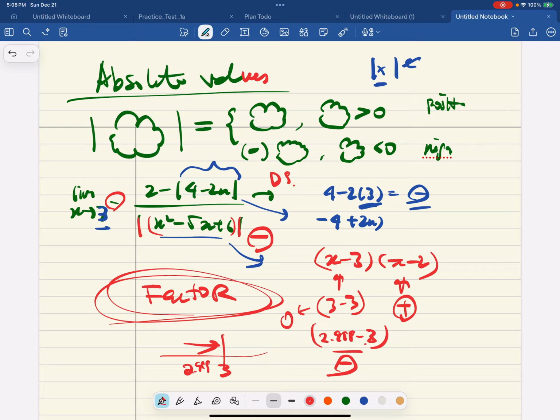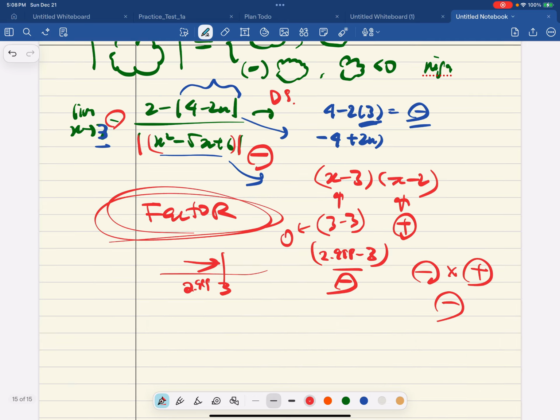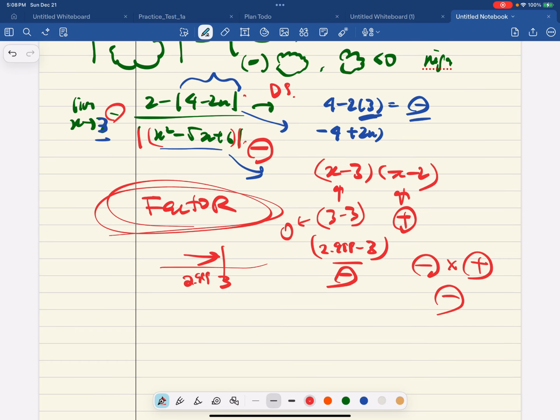Because 2.9999 minus 3: 2.9999 is smaller than 3, so it will be a negative. Negative times positive will give a negative. So both top and bottom absolute values in this example became a negative. That is just the checking phase. What do you do now?